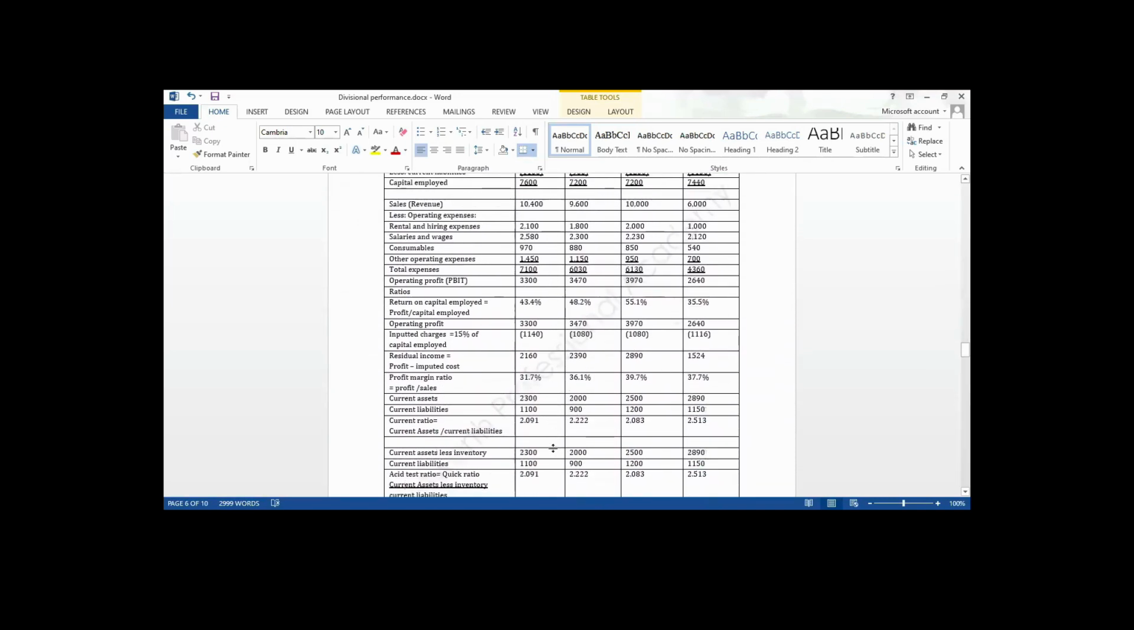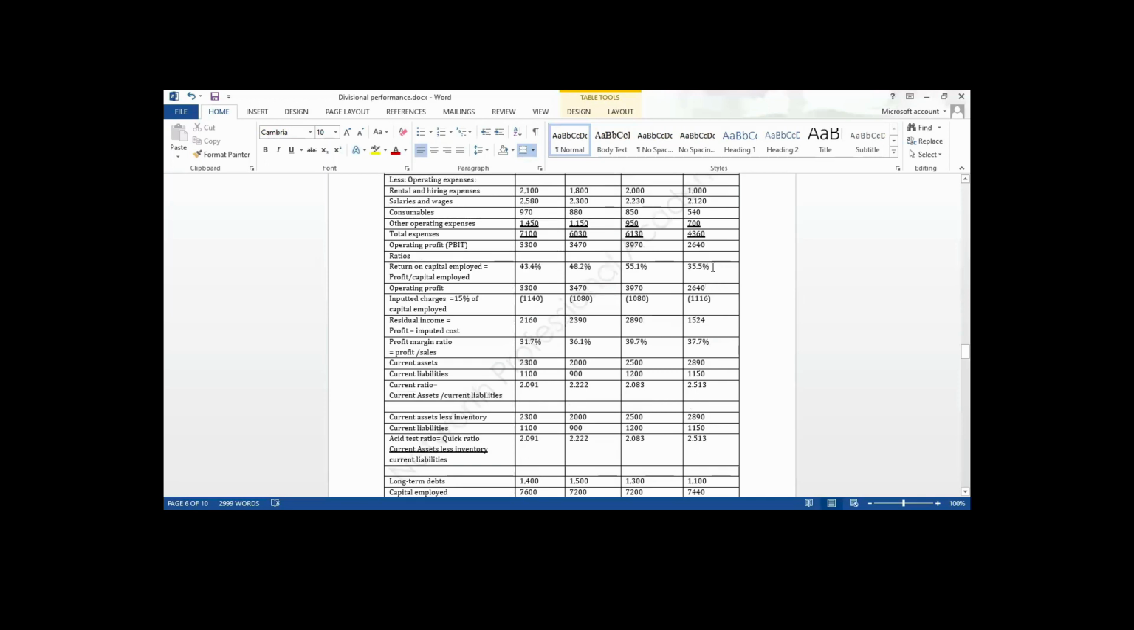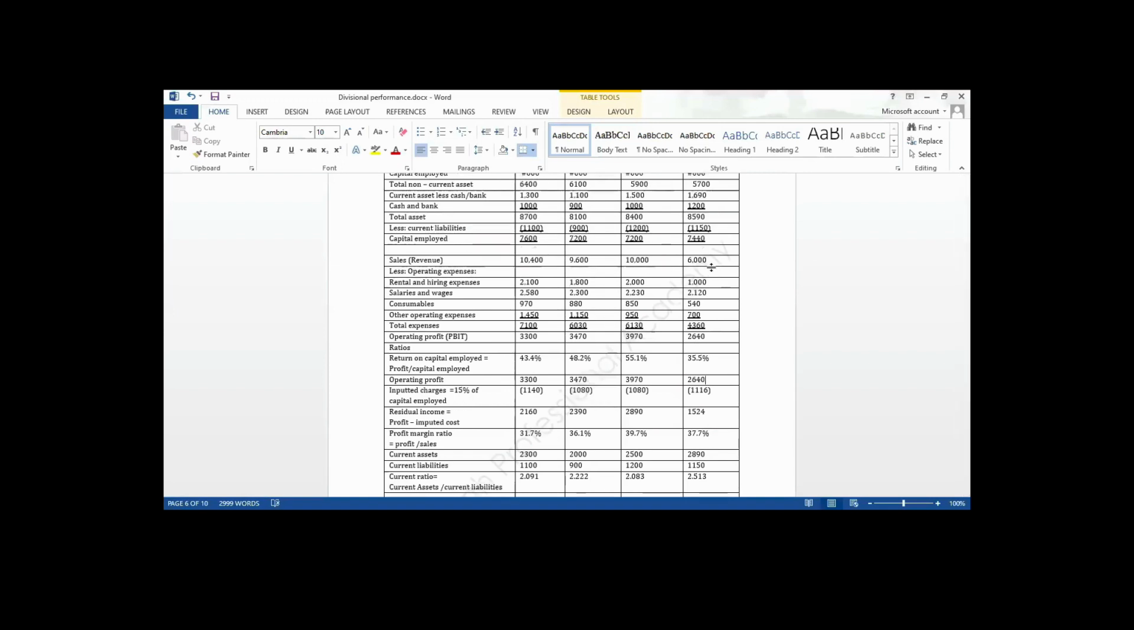So sorry, the profit margin ratio. The last one is 44%. How do you get 44? Profit over sales. Look at the profit here: 2,640 divided by sales 6,000. I think the profit is 1,640. This is the operating profit.